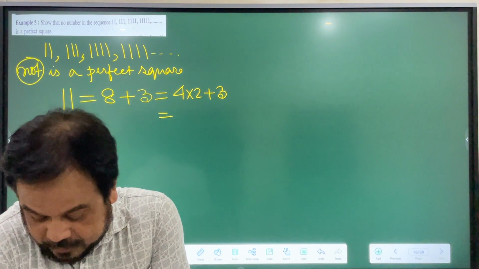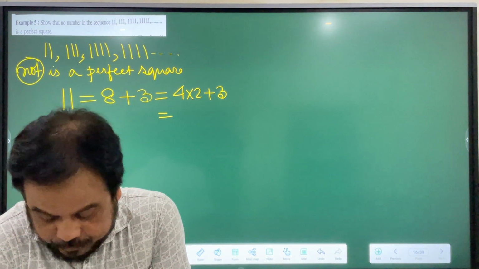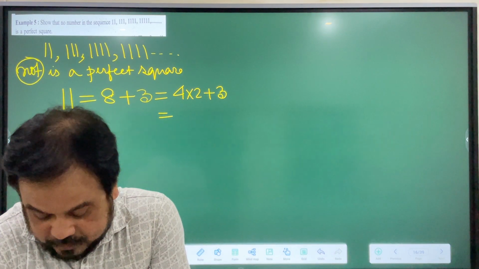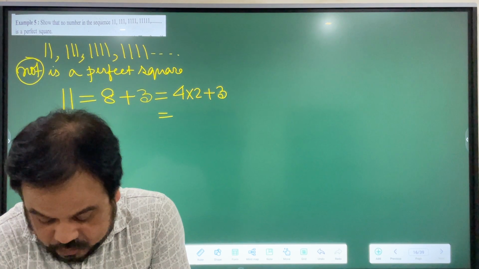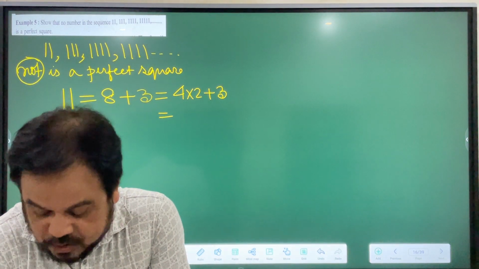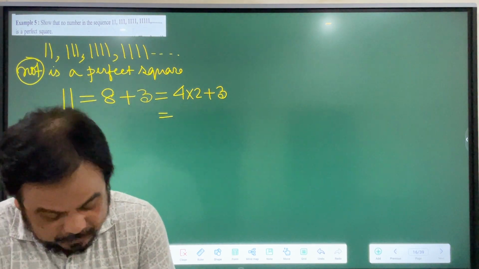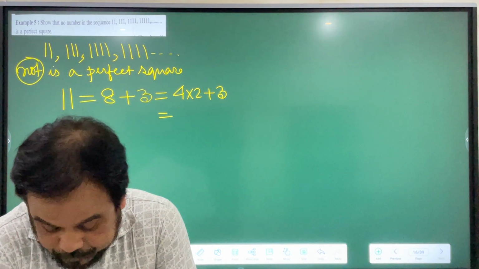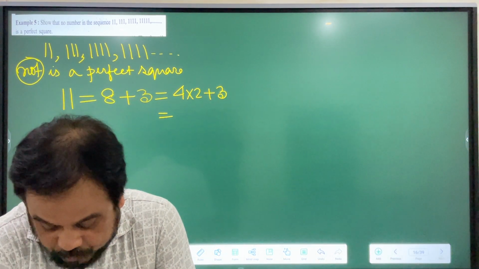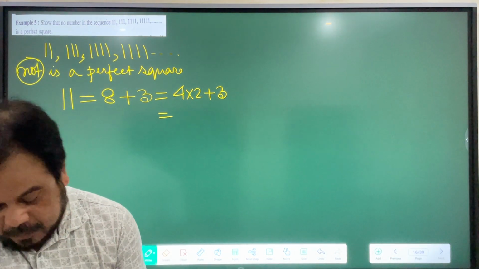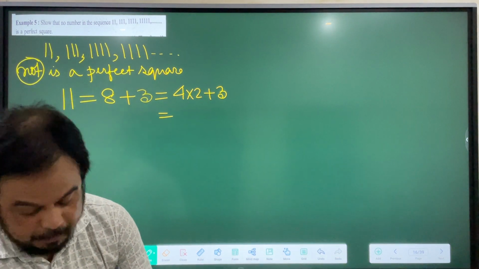Clearly each number in the given sequence is odd. First of all, they are odd. Therefore, if there is any perfect square in the sequence, then it must be square of an odd integer, because square of an odd integer is always odd. Example number 4, just previous example we have done. And so, the square of an odd integer is expressible in the form of 8m plus 1. Square of odd, these are all odd numbers.